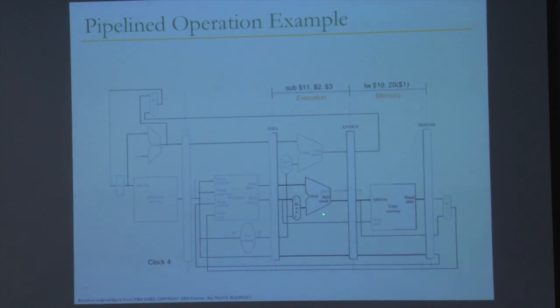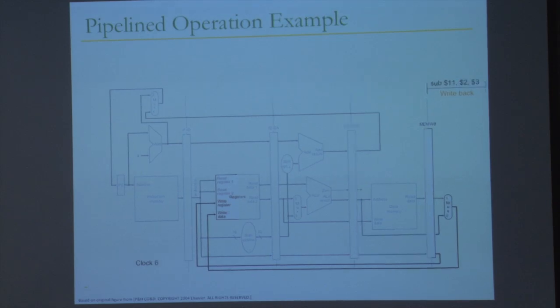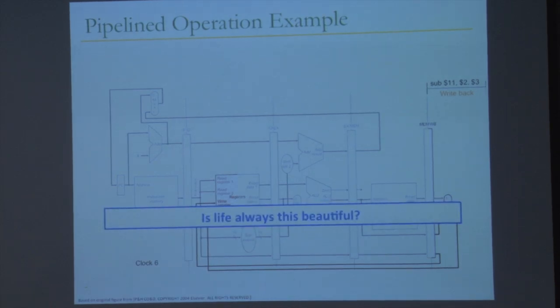Once this load is accessing memory, the second instruction is being executed. Nice, right? Once this load is writing back, the second subtract is accessing memory, but it's not accessing memory because it doesn't need to access memory. So it's just propagating its results. And later on, the load is gone, and subtract writes its result back. So it takes 6 clock cycles to execute.